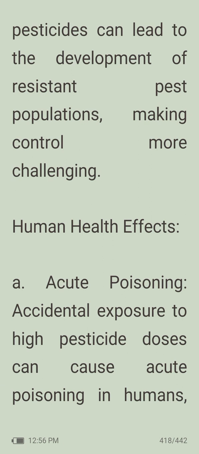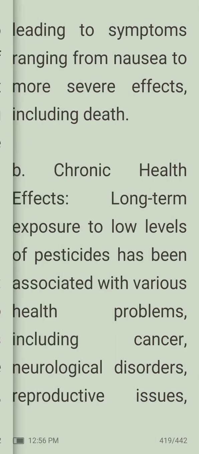Then human health effects. Acute poisoning. Accidental exposure to high pesticide doses can cause acute poisoning in humans, leading to symptoms ranging from nausea to more severe effects, including death. Then chronic health effects.